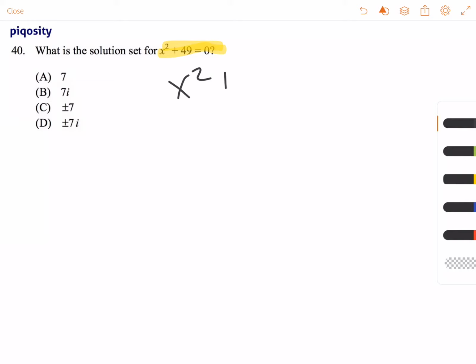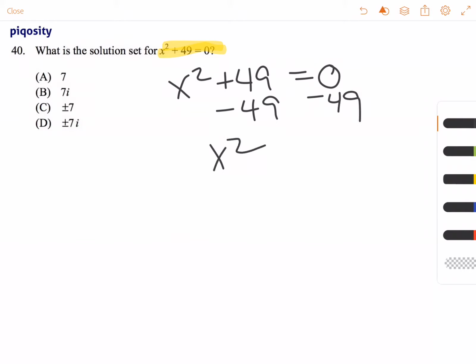So x squared plus 49 is equal to 0. You may already know the answer just by staring at it. With something plus something equals 0 means it's the opposite of each other, meaning that this should technically be negative 49. But you can figure that out for sure by subtracting 49 from both sides. So you know that x squared is equal to negative 49.